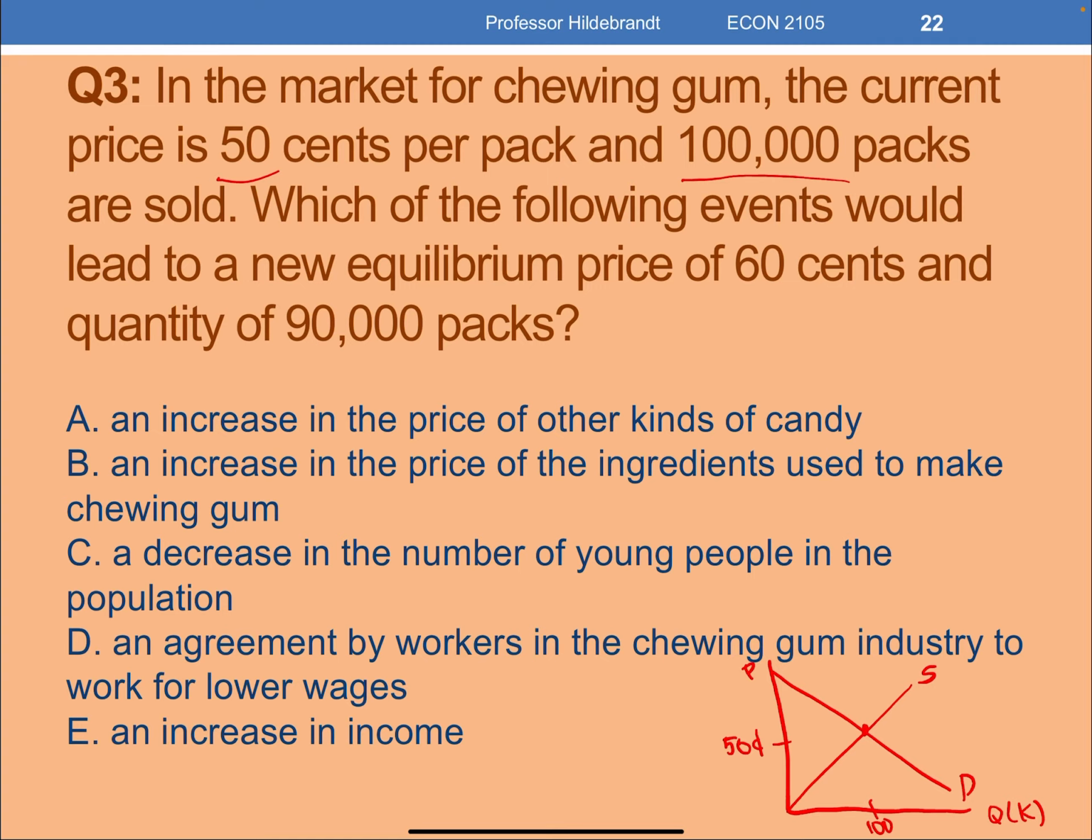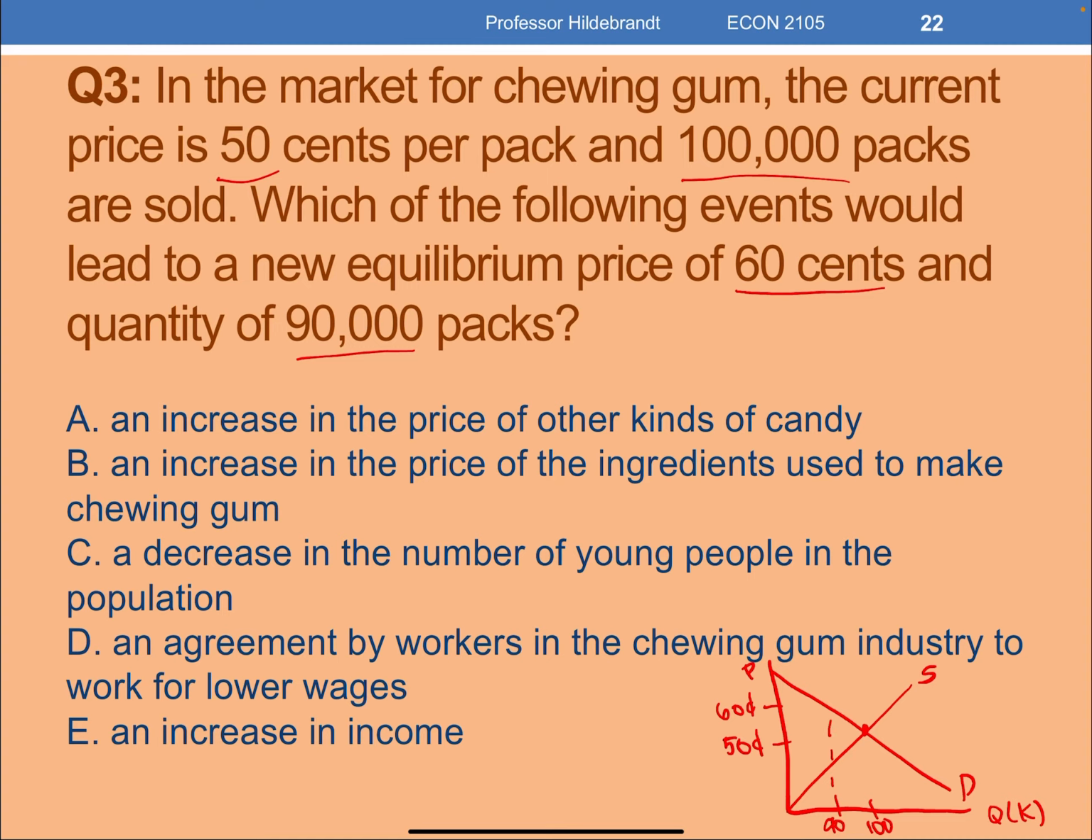What we do know, and this is often what happens, is we don't always know that consumer income went up and then this happened. Instead, we see how price and quantity changed in this market. What caused it? And so we have to work backwards. What we're told is in our new equilibrium, our price is 60 cents. So that's up here, higher than 50. And my quantity is 90,000. Well, that's down here, lower than 100.